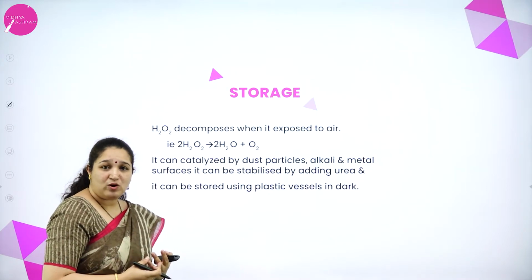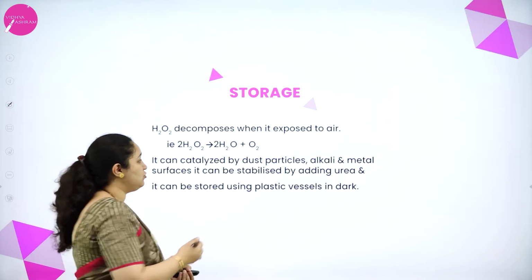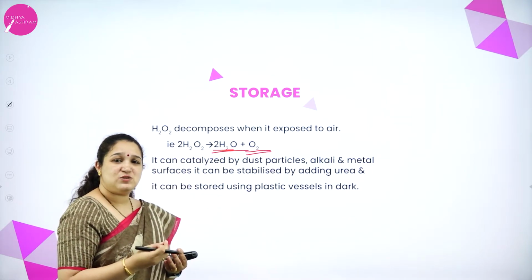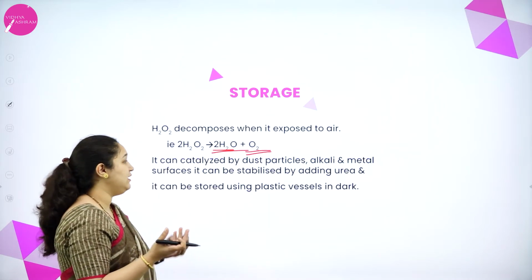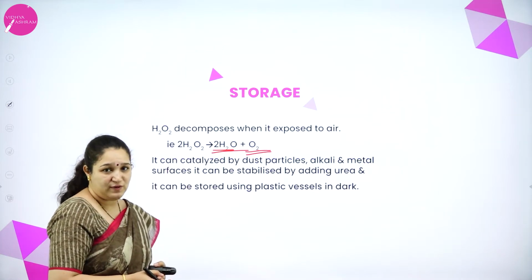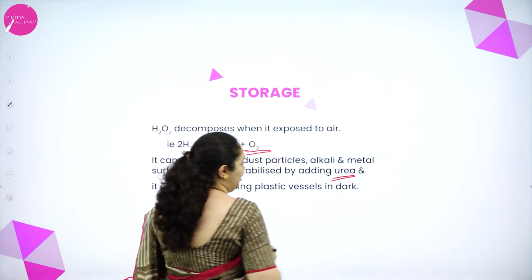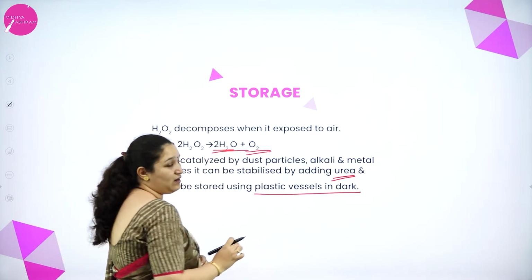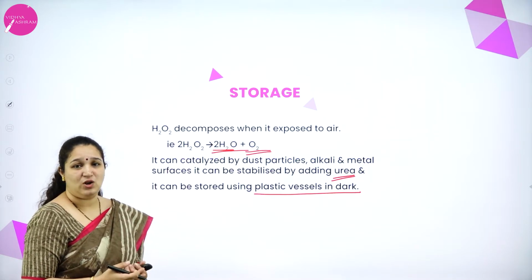Because hydrogen peroxide, when it is exposed to air, will decompose to form water, and oxygen is liberated. It can be catalyzed by the presence of small dust particles, any metal surface, or any alkali, and the process becomes even faster. To stabilize hydrogen peroxide, a small amount of urea is added and it is stored in plastic vessels in the dark. Only then will it remain as hydrogen peroxide for a very long time.